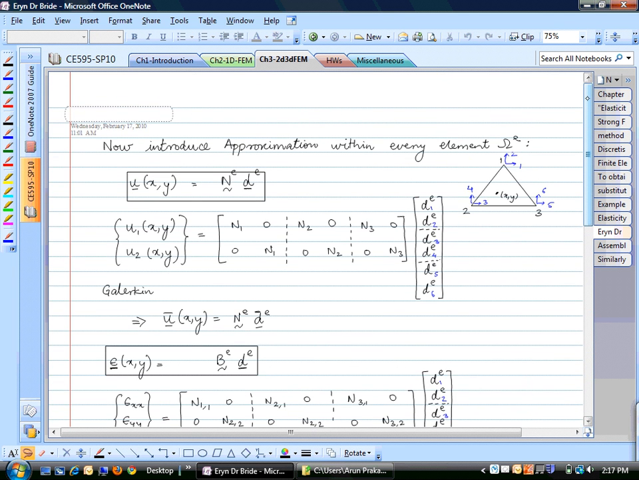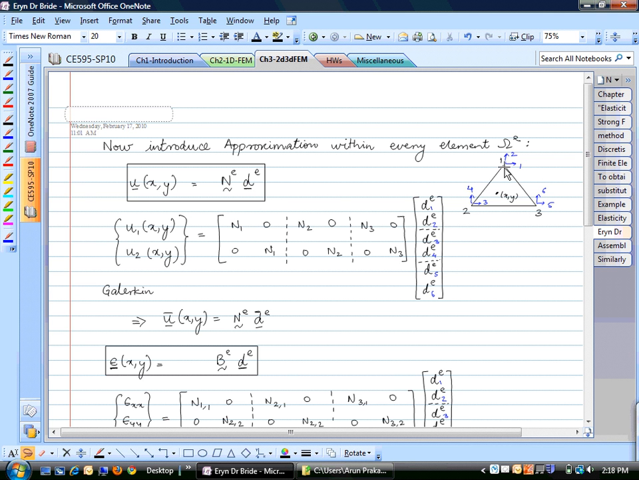So if you substitute this approximation in there, this approximation is also a little bit different from what we had for the heat conduction problem or the one-dimensional problem. We are going to use this approximation, very similar to what we had before, N matrix times degrees of freedom at the nodes.